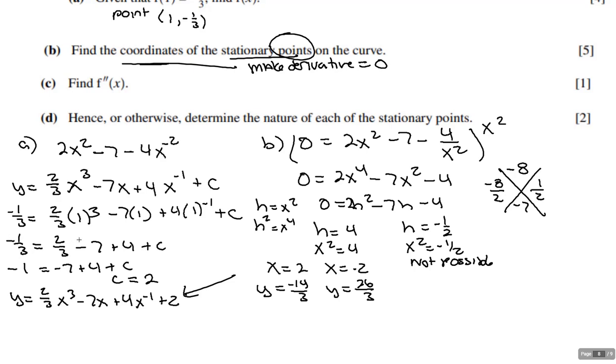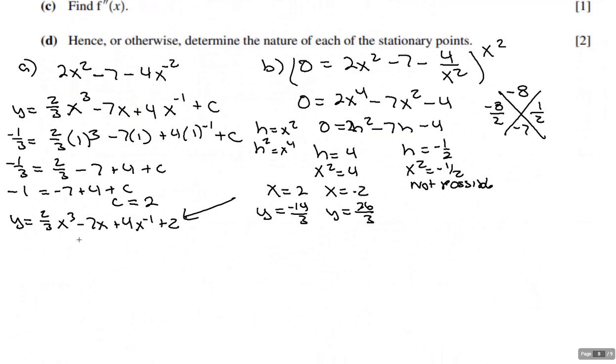Now for part C, it says to find the second derivative, which basically all we've got to do then is take the derivative of the derivative. So here's our derivative. I'm going to multiply by 2 and then subtract 1 for the exponent. That -7 will not have a derivative, and I end up with plus 8x.